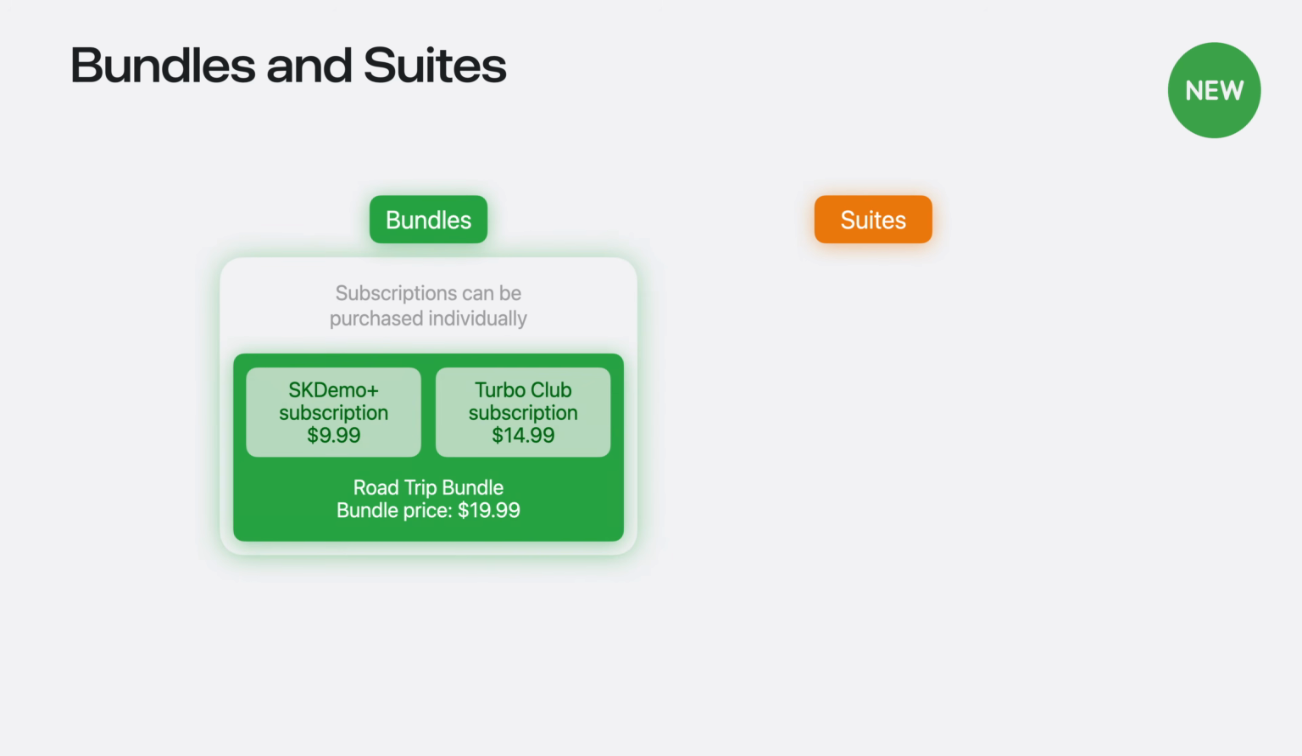A bundle is a group of subscriptions which can be purchased individually, but are sold together in a single purchase and offered at a better price than purchasing all of the subscriptions individually.